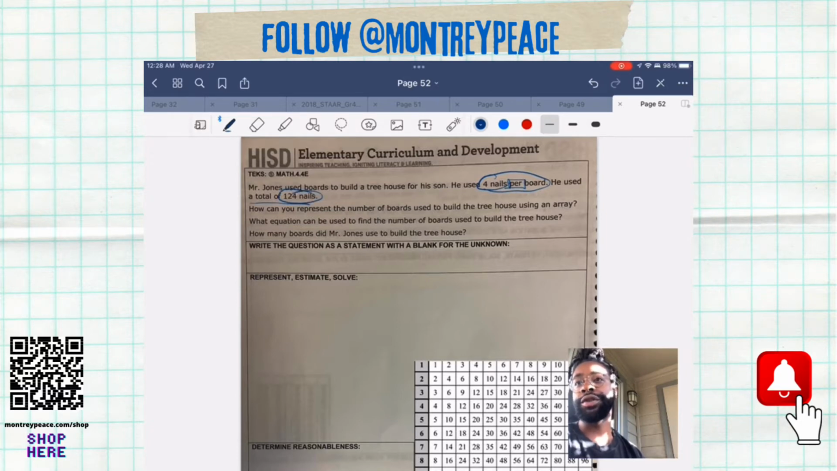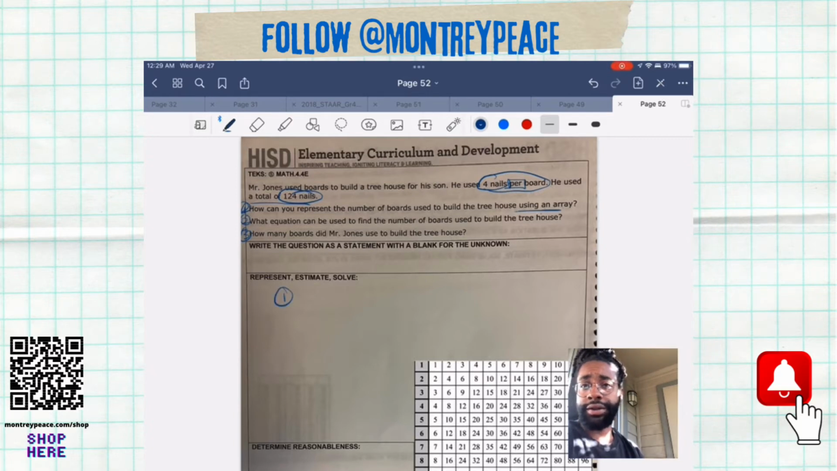used boards to build a treehouse, and he used 4 nails per board, and he used a total of 124 nails. They want to know 3 things. They want to use an array to actually represent this thing. They want you to write an equation, and then they want you to actually solve the equation and say how many boards does Mr. Jones use to build the tree house anyway.